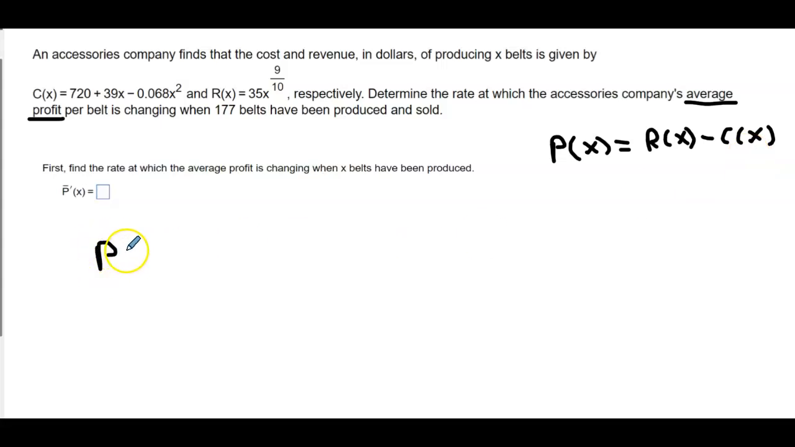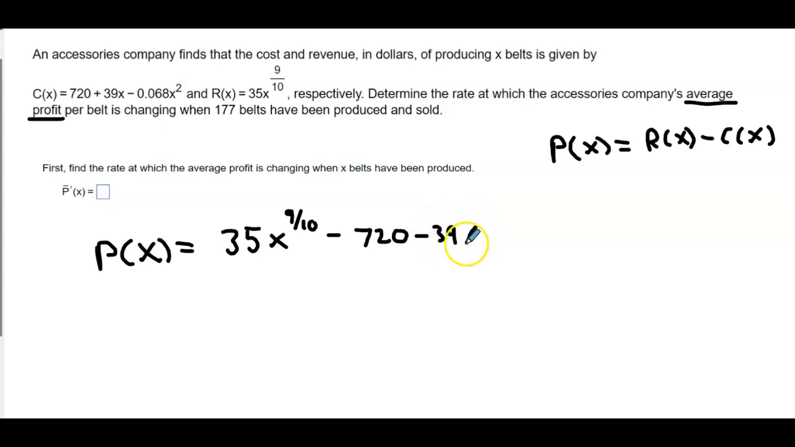So we'll begin there. The profit function is our revenue function, 35x to the 9/10, minus our cost function, which is 3 terms. So you either got to put those 3 terms in parentheses behind that negative sign, or you can just apply the negative sign to all 3 terms, which I'm going to do that way. So we're going to be subtracting that 720, subtracting that 39x, and then we've already got a negative in that last term there, so that'll end up being a plus 0.068x squared.